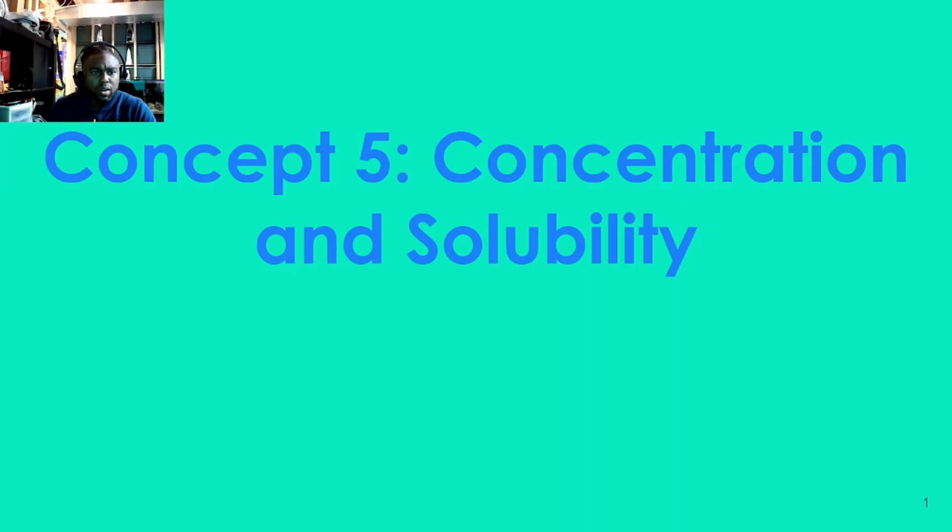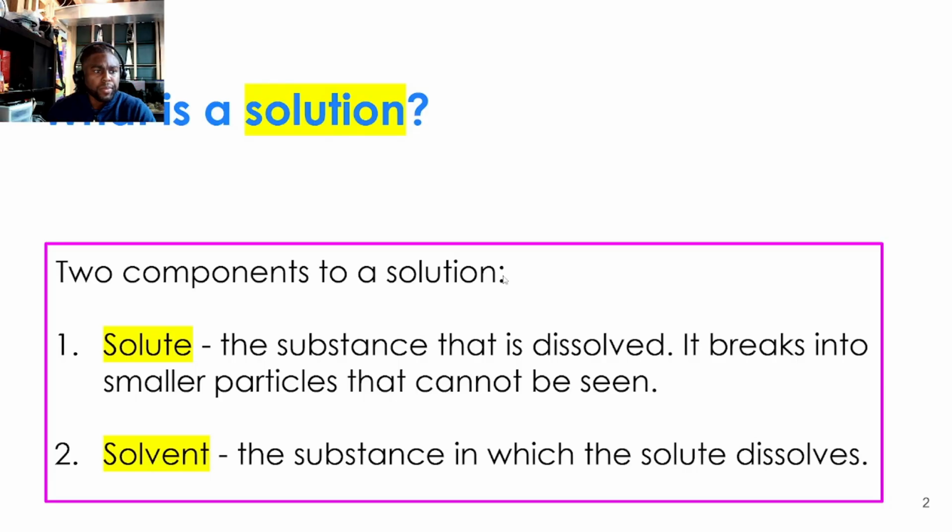Welcome back. Concept 5, concentration and solubility. So let's revisit what a solution is. Well, a solution has two components. There's the solute, and that's a substance that's dissolved. It breaks into smaller particles that cannot be seen. And then we have our solvent, the substance in which the solute dissolves.